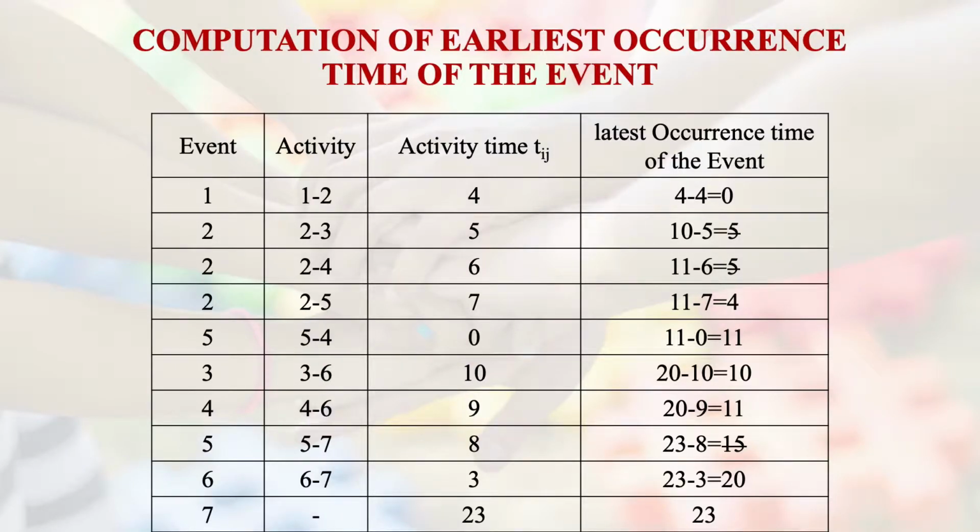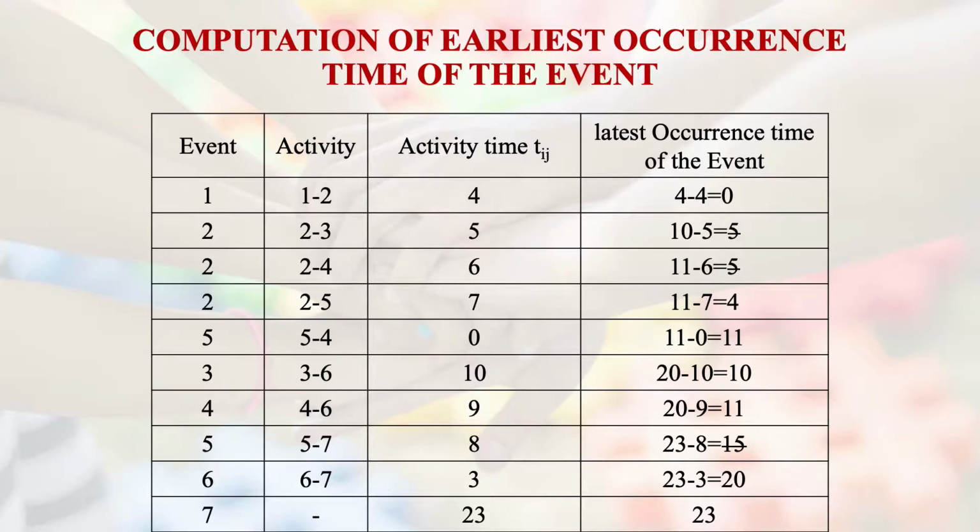Moving from 7 to 5, with path 5 to 7, the latest occurrence time is going to be 15 for node 5, but there is another entry for node 5 which is less than 15. So that has been selected, and that is why 15 has been struck off. And for 4 to 6, we have deducted 9, then 10, and from 3 to 6 you see the time 10. Similarly, because of 5 to 4, the latest occurrence time of event 5 is going to be 11.